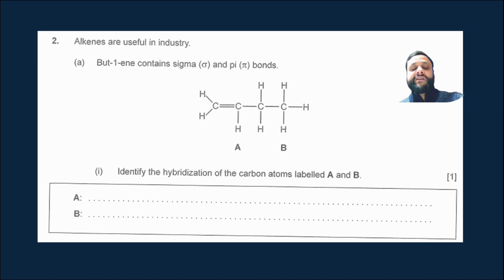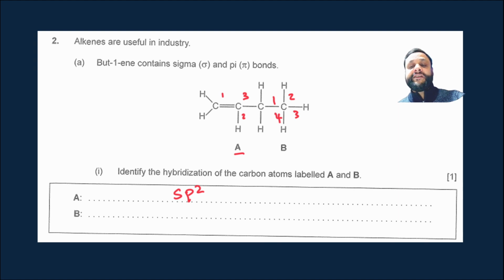If we look around carbon A, we have 3 electron domains. A double bond is considered as 1 electron domain. So 1, 2, and 3 electron domains. For 3 electron domains, we are looking for 3 hybrid orbitals. That means 1 s and 2 p orbitals will merge together to give us 3 new hybrid orbitals. Hence, the hybridization around A will be sp2.